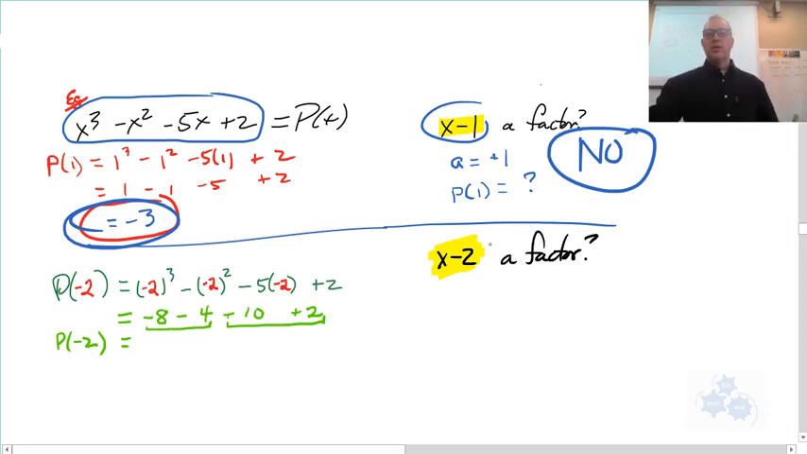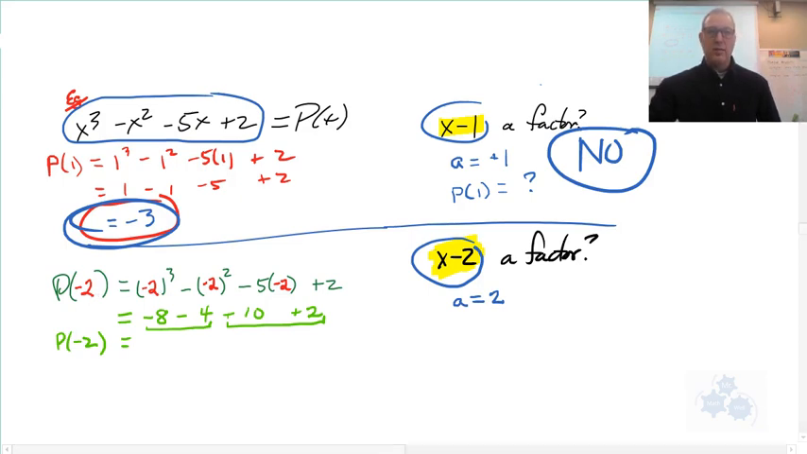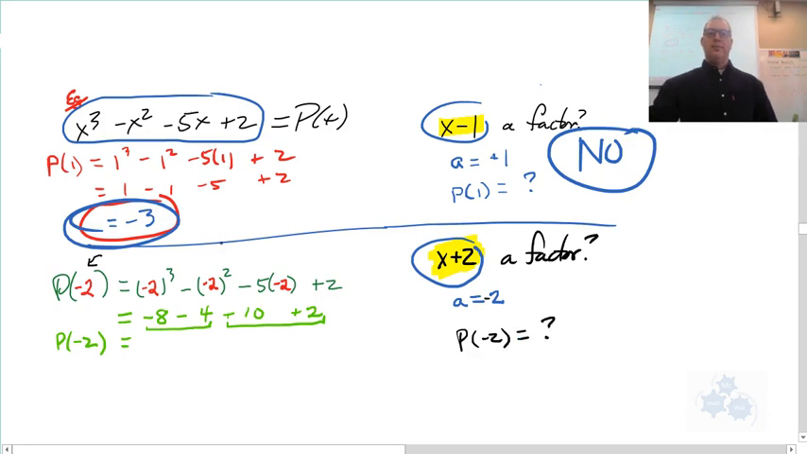So what about x minus 2? Let's check this one and find out what a is. So a is positive 2. And it looks like I'm testing x plus 2 here. Okay? I'm testing x plus 2 here. Something got erased. So the a value is negative 2, and that's what I'm actually putting into the polynomial here. So we'll test p of negative 2 and find out what that is.